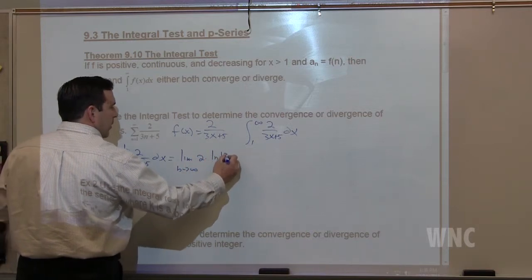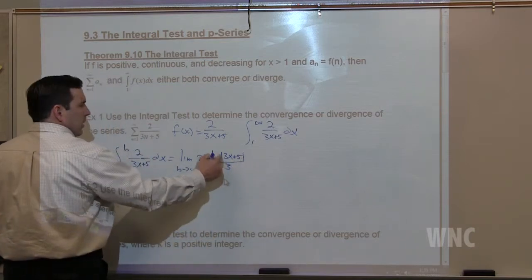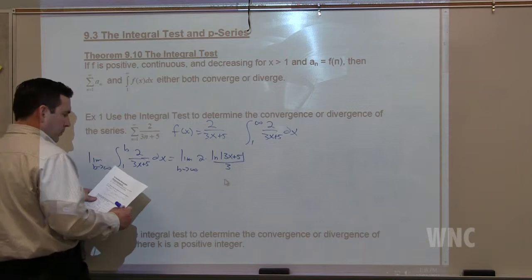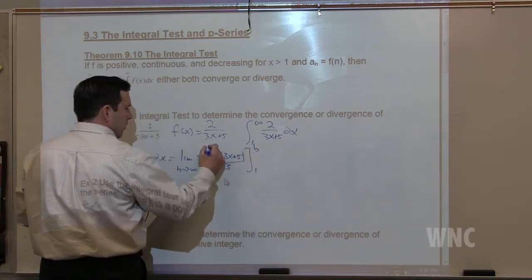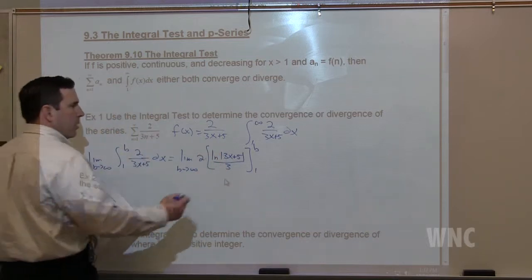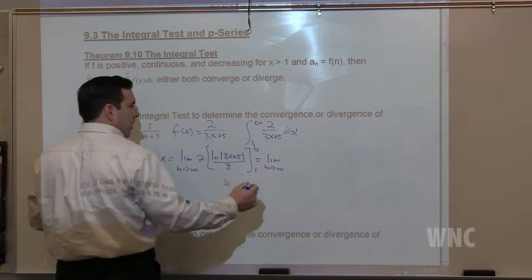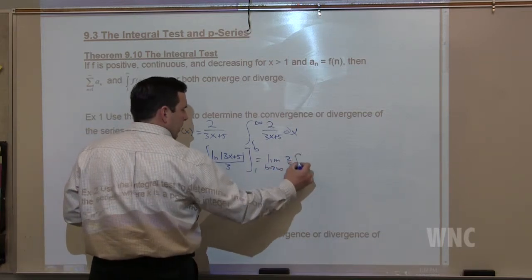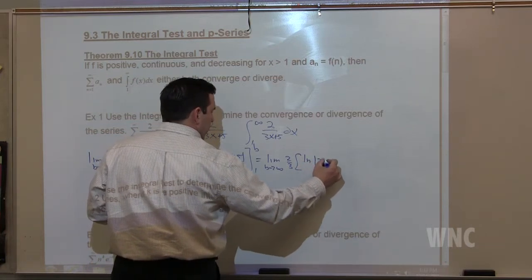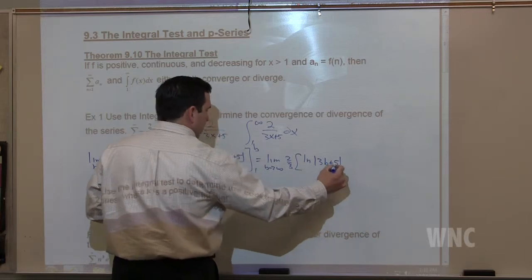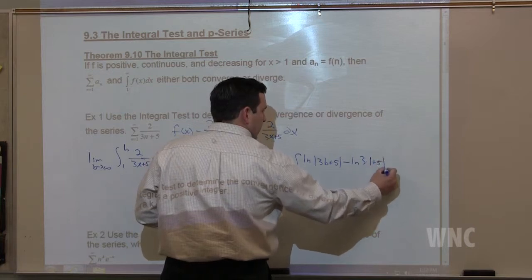And that's going to be the limit as b goes to infinity of 2 times the natural log of the absolute value of 3x plus 5, over 3, because of that coefficient for the x there, from 1 to b. So we're looking at the limit as b goes to infinity of 2/3 times the natural log of the absolute value of 3b plus 5, minus the natural log of 3 times 1 plus 5.